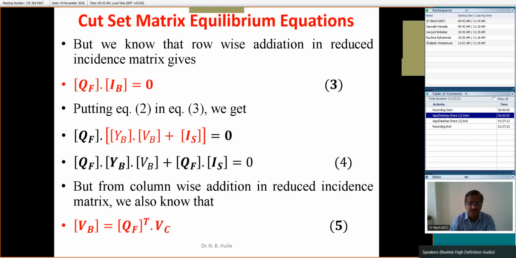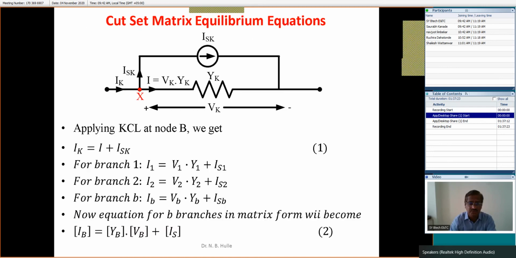We will call it equation number 2. But we know that the row-wise addition in the reduced incidence matrix is QF into IB equal to 0. We are putting equation number 2 in equation number 3. We are putting this equation for IB. What is that IB? IB is this. I have tried to show here, YB VB plus IS. I will go back. YB VB plus IS is nothing but this branch current, which is IB.